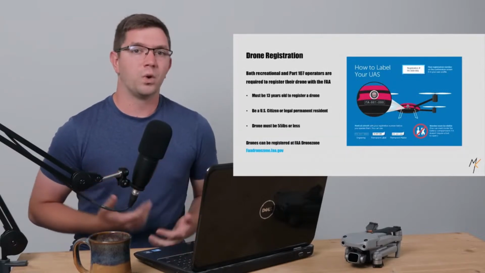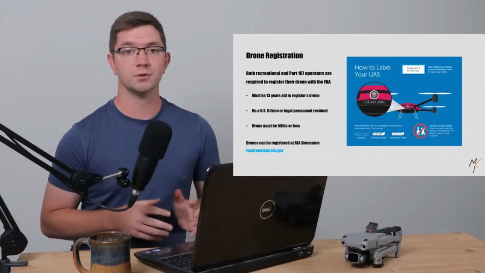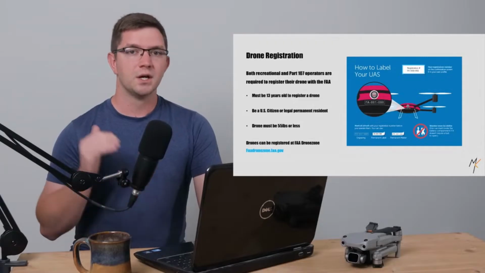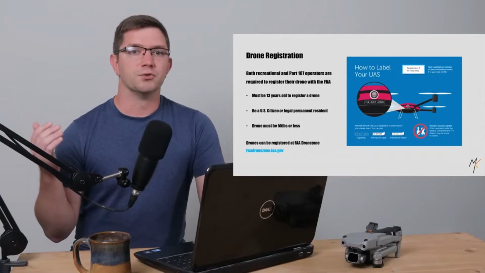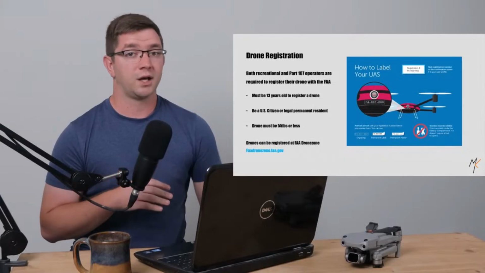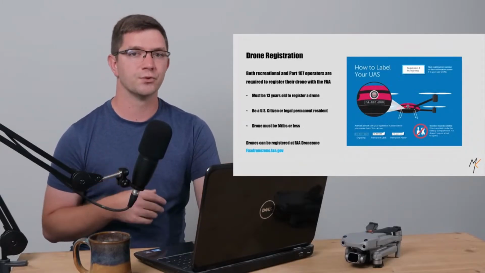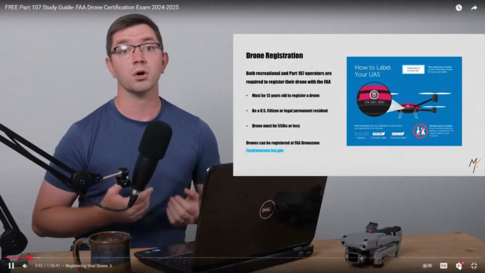Now, what about drones that are under the weight limit? So, there are drones on the market that do, in fact, fall below the weight requirement of 0.55 pounds or 250 grams. So, if your drone is below that weight, you don't have to register it with the FAA. However, if you're using that same drone for commercial work, the FAA still requires you to have a Part 107 license.